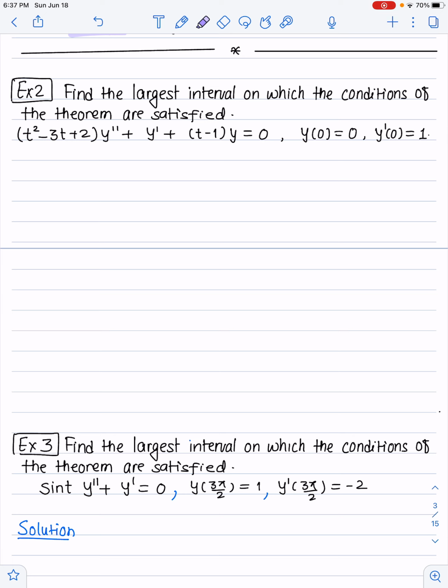Find the largest interval on which the conditions of the theorem are satisfied. Then we can say that there exists a unique solution on that interval. So let's see. This is a third order linear differential equation. You can see this is my a3 of t, and here a2 of t is 1, and this one is a1 of t.